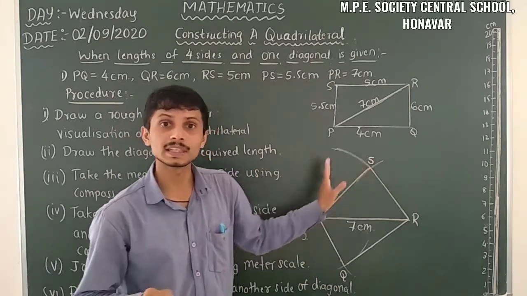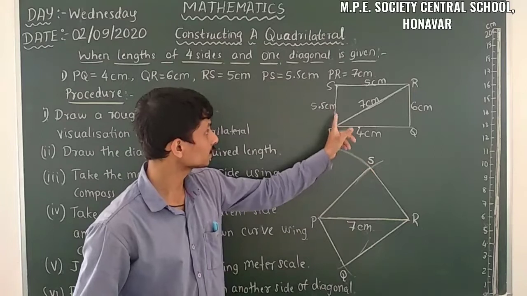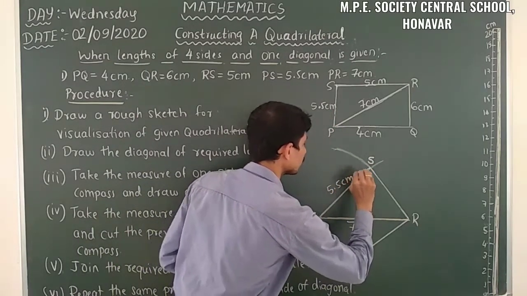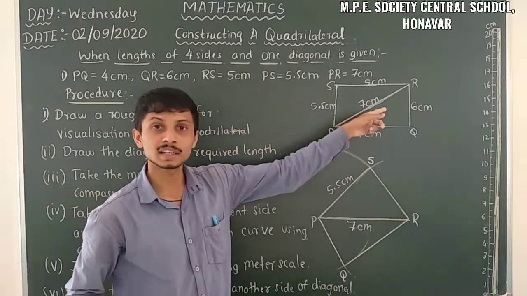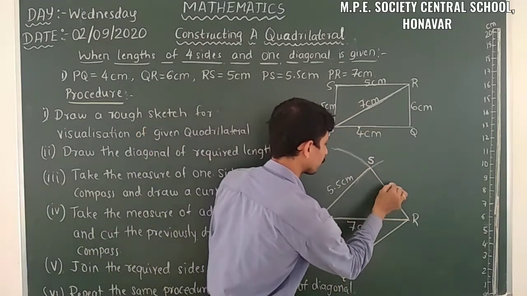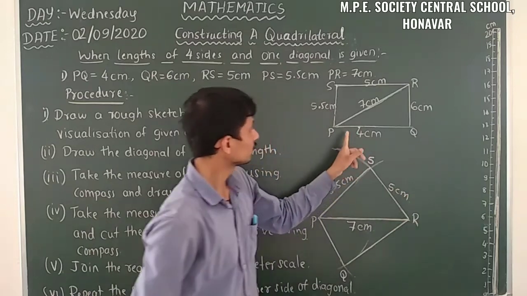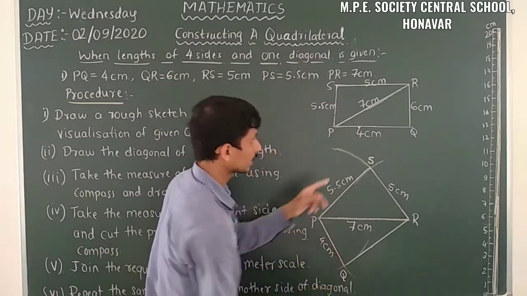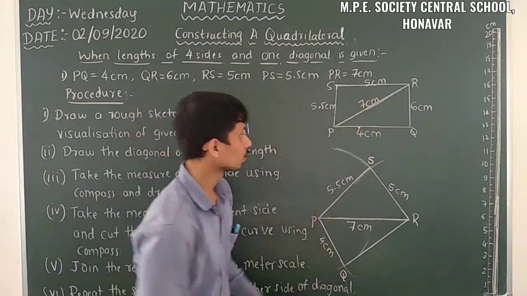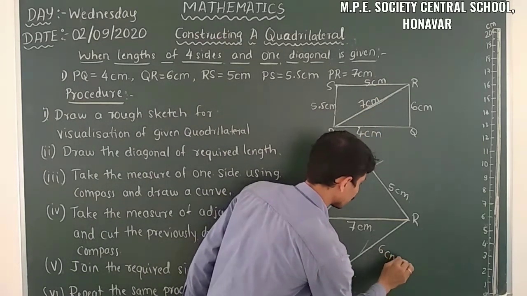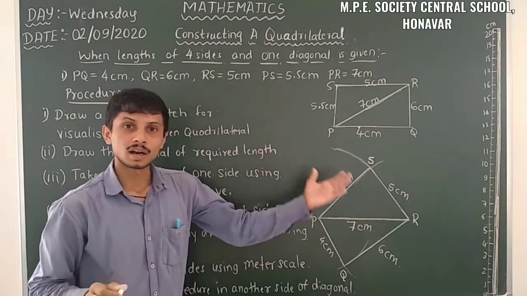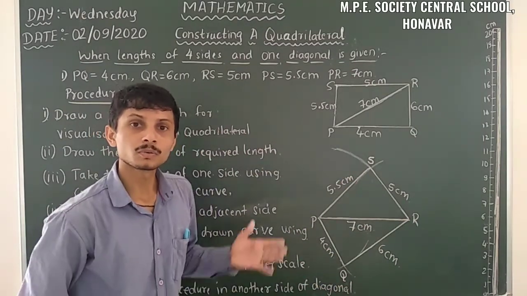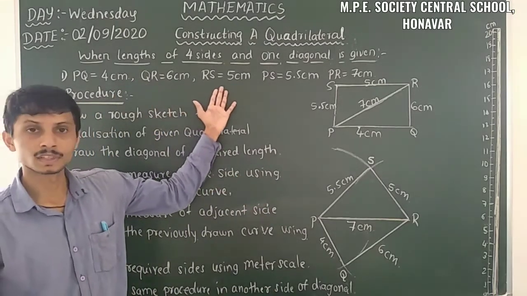That means length of each side. That is, what is the length of TS? That is 5.5 centimeter. Then here RS, what is the length of RS here? That is 5 centimeter. Then what is the length of PQ? PQ it is 4 centimeter. And then what is the length of QR? QR is equal to 6 centimeter. So after this, the constructing a quadrilateral, so from the given things, it is completed.